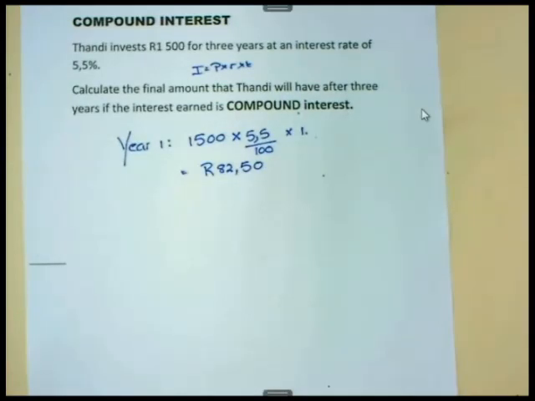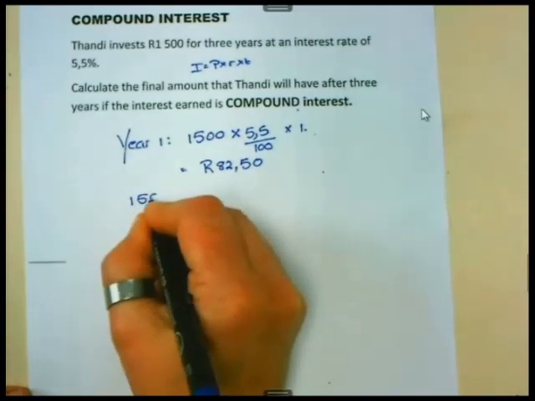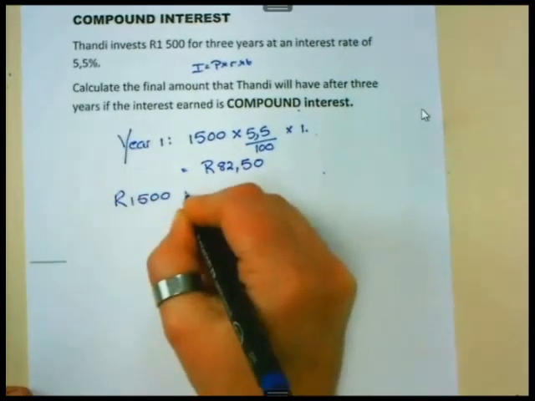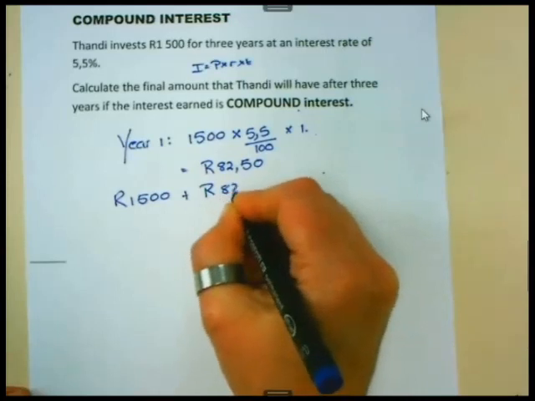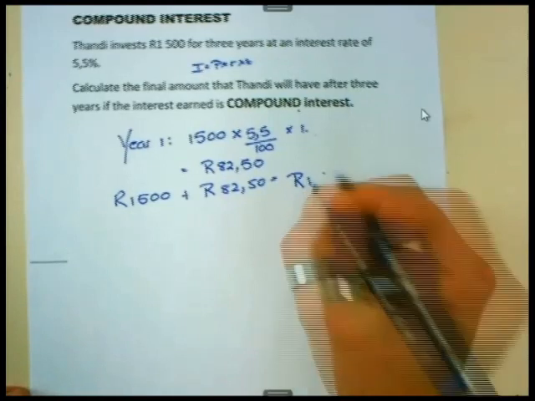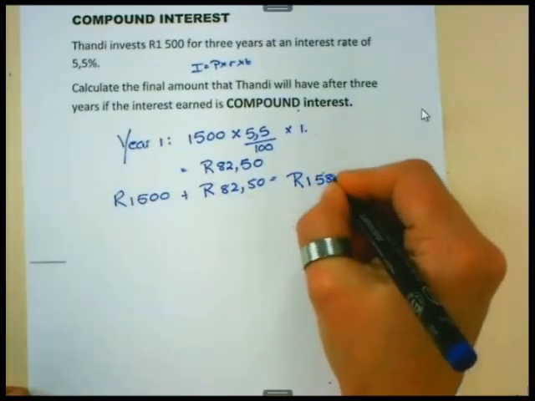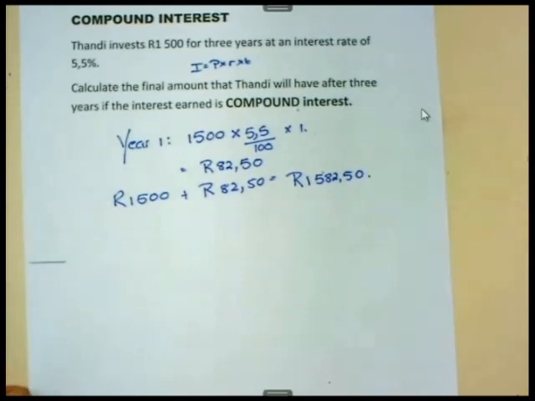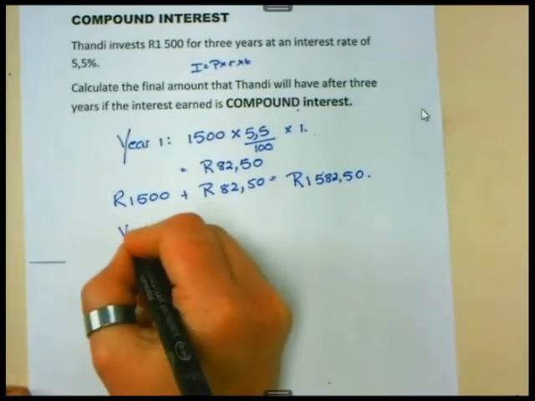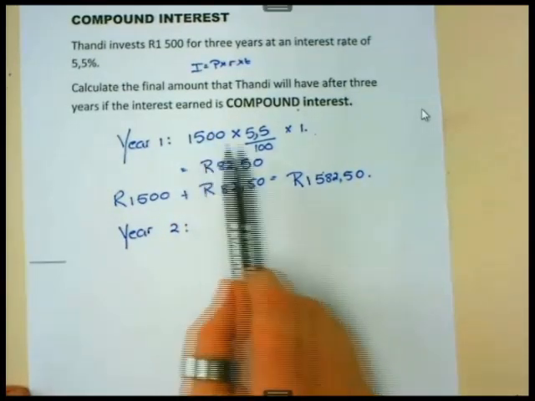Now, at the end of year 1, if the interest is going to be worked out in a compounded way, we add the value of 82 rand 50 to 1,500 rand. In other words, at the end of year 1, Tandi will have an amount of 1,582 rand 50.